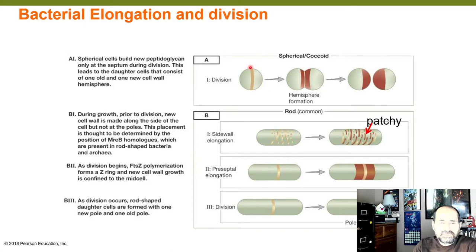When new cell wall material is formed, peptidoglycan is formed, in coccus-shaped bacterium, you'll have new peptidoglycan synthesis right here at the hemisphere, at the center of the cell. And you can see that the peptidoglycan will grow inwards, kind of during the septum formation, and you will end up with new growth on one hemisphere of each daughter cell. On rod-shaped cells, you will see different patterns emerge. You will have sidewall elongation, where you have a patchy nascent growth. You can have peptidoglycan growing at one pole of the cell, down the center, so that the daughter cells have new peptidoglycan strictly at the pole. So that's a little bit different than patchy.